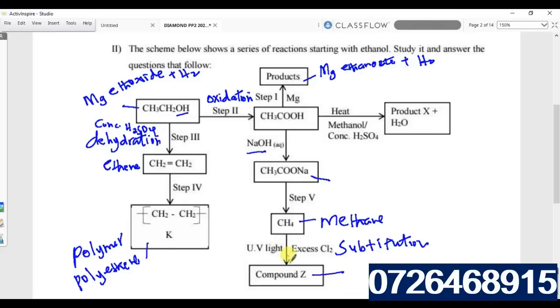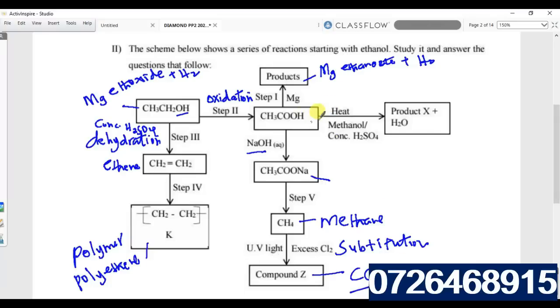So we are going to see compound Z. If it is excess chlorine, we are going to form CCl4, tetrachloromethane. We are going to form tetrachloromethane here.